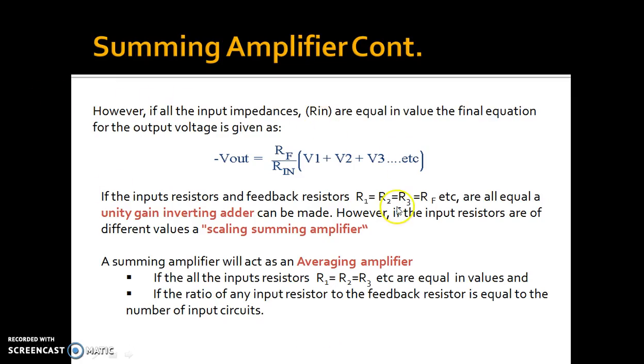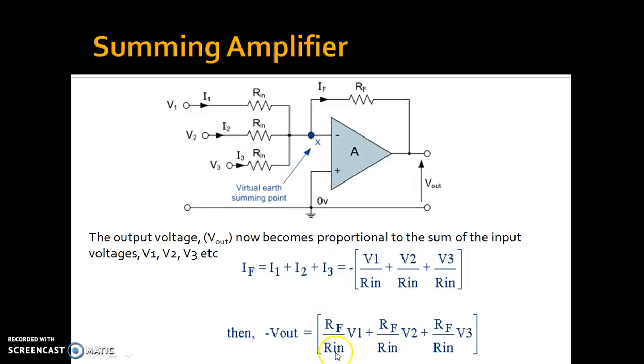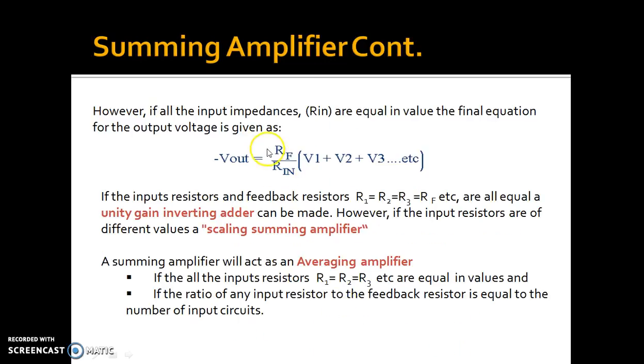Now from this equation, if RF and all RN are same, then we can take this factor outside and we will have the equation look like this. So, if further Rn is equal to Rf, that means if all the input resistances and feedback resistance are equal together, then it will form a unity gain inverting adder. That means you will have the summation of all the input voltages and the output will be just out of phase with the input voltages.